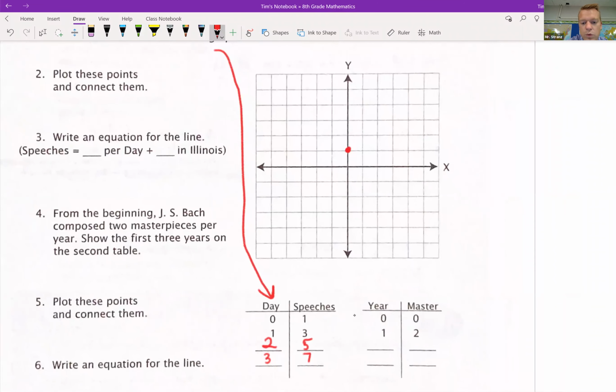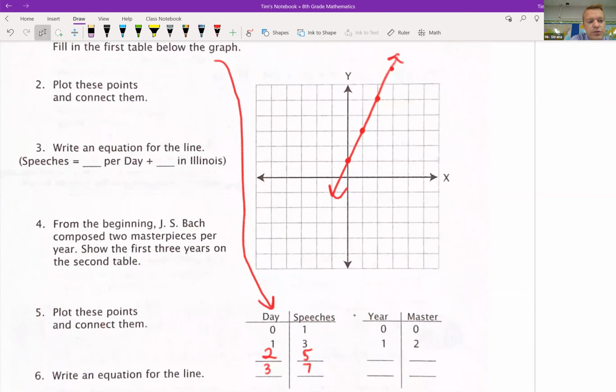Okay, plot those points. 0, 1; 1, 3; and 2, 5; 3, 7. It's going to be right up here. Okay, I'm going to draw my line. And now it wants us right here to write an equation for the line. So speeches per day is going to be 2 per day, which is also going to be in this form, right?